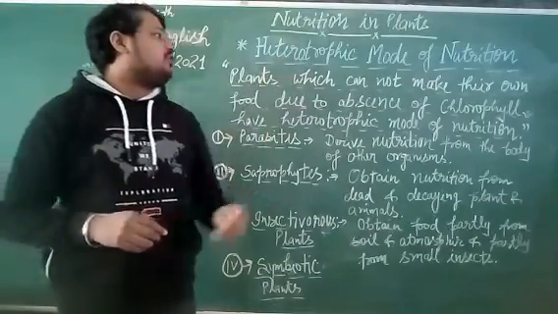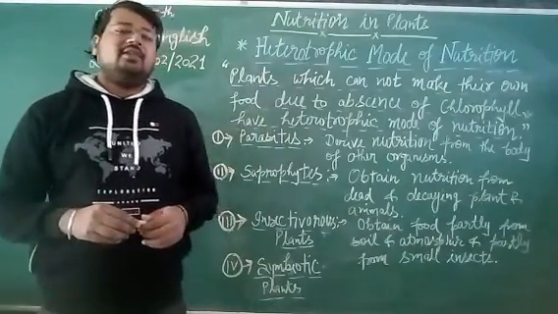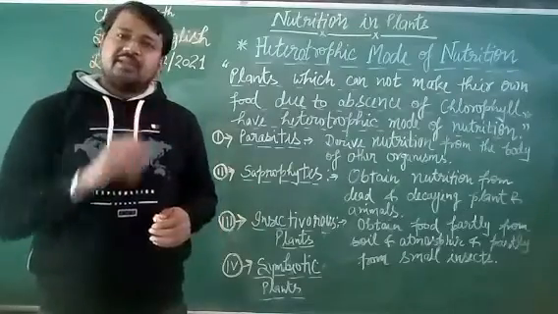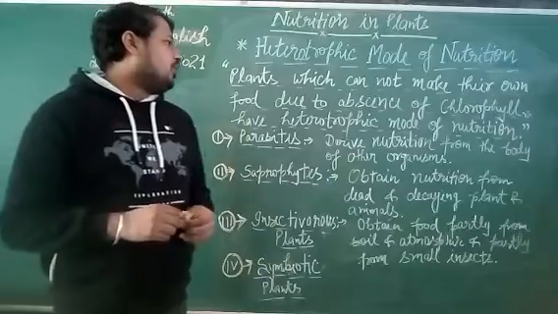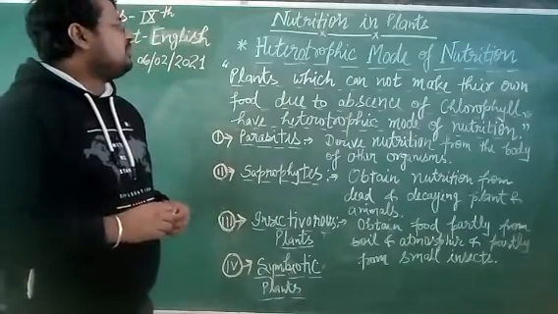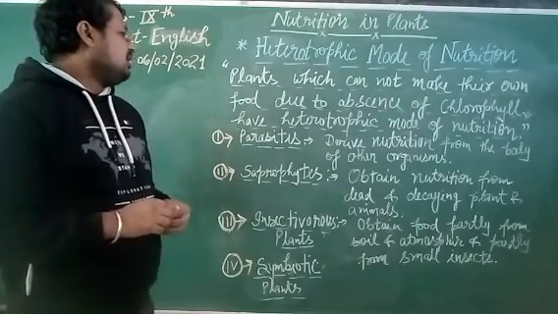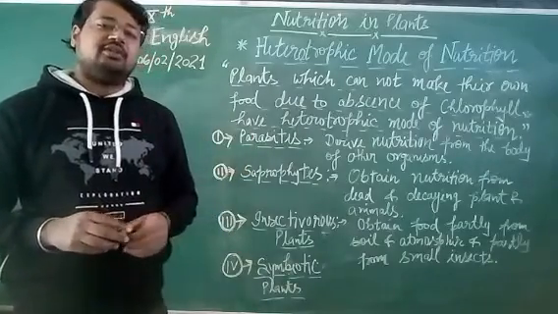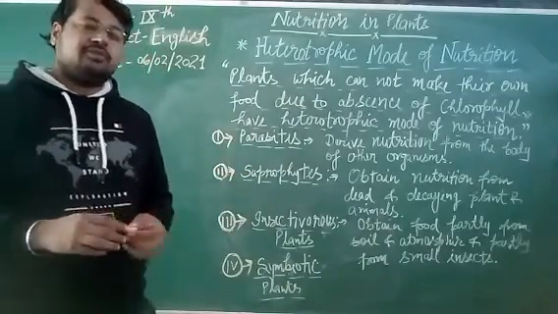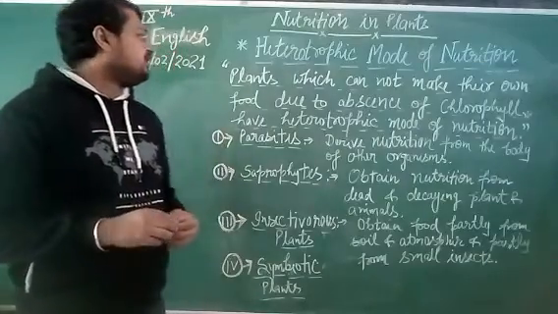So, in case of these heterotrophic plants, they are not able to make their own food due to lack of chlorophyll, and so they opt for different modes of heterotrophic nutrition. And we will discuss one by one what type of plants there are and how this mechanism of obtaining food from other sources takes place.